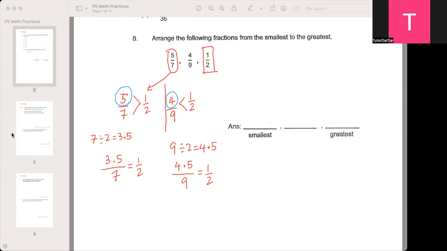So let's write the answer. Smallest is going to be 4/9. The middle one is going to be the half. And the greatest one will be 5/7.